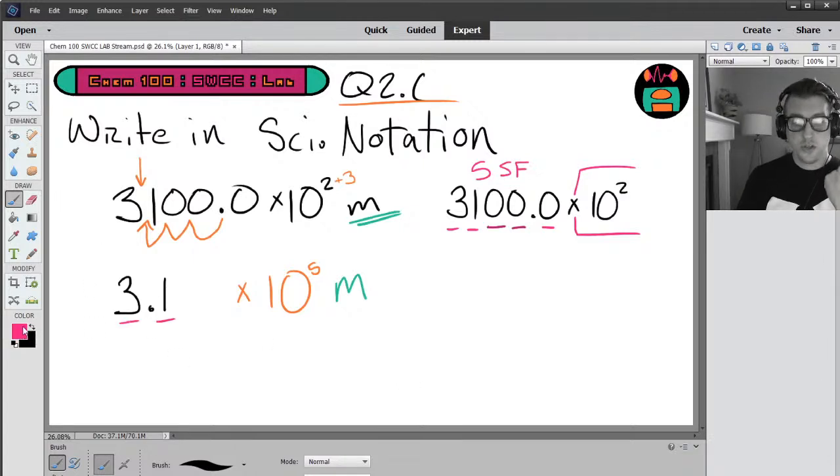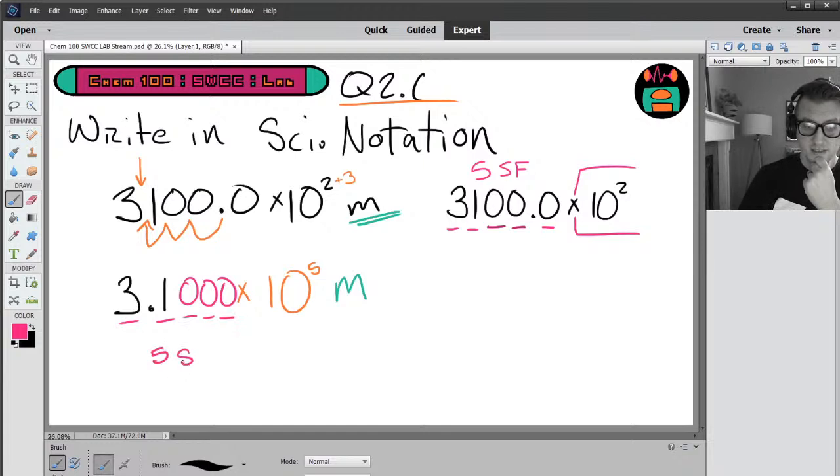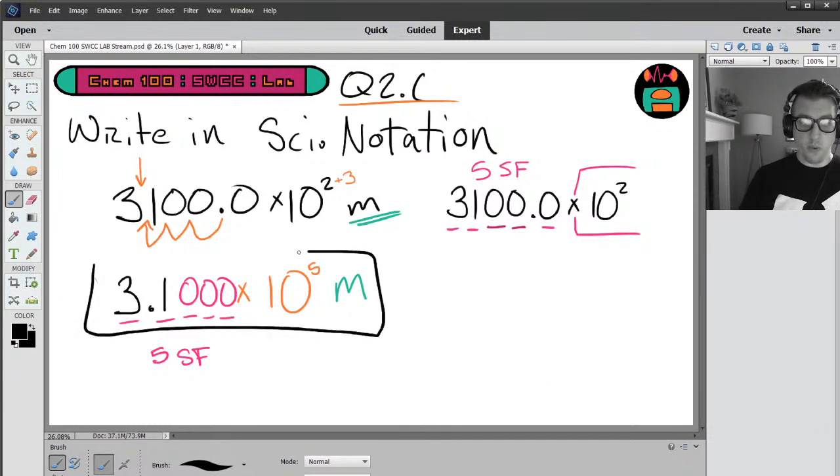So to write the correct answer with the correct value and the correct number of sig figs, we need to add 3 zeros so that we have 5 sig figs in our final answer. So 3,100.0 times 10 to the second meters, written in scientific notation, is 3.1000 times 10 to the 5th meters.